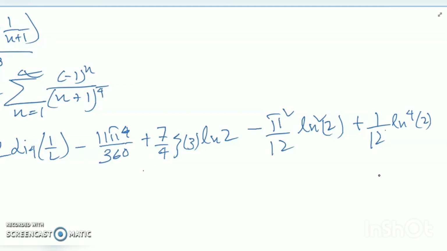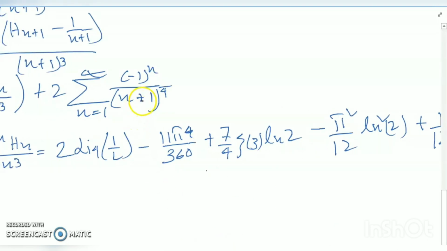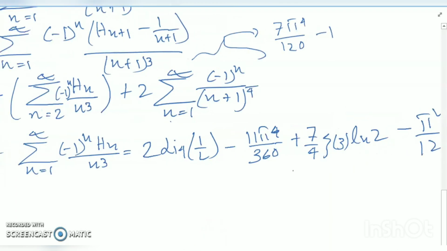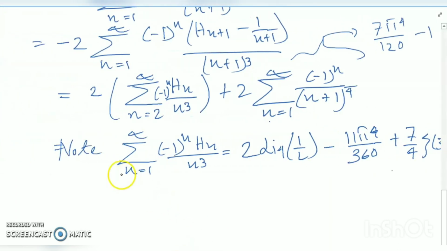Okay, and another value, and this value is equal to 7 pi to the power 4 divided by 120 minus 1. So this is my total values.